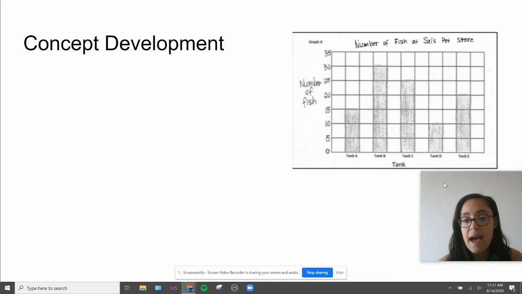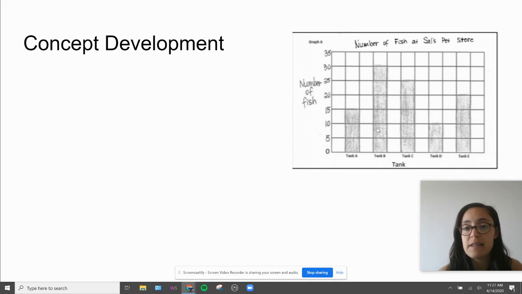Next, we have our tanks over here. So this is the same drawing as before. We see that the bottom shows the number of tanks, or what tank it is, and these numbers on the side up here are the number of fish. It's super important to look at the side lengths and see what I'm counting by. So I know that this is my tank and these are the number of fish.